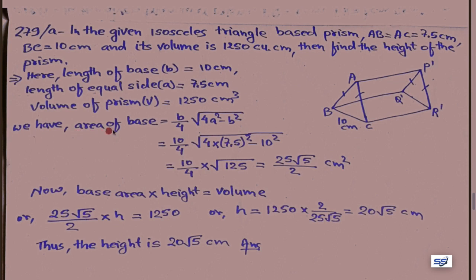Now using the formula, we have area of base is equal to B upon 4 root under 4A square minus B square, which is equal to 10 upon 4 root under 4 into 7.5 square minus 10 square, which is equal to 10 upon 4 into root under 125, which is equal to 25 root 5 upon 2 centimeter square. Now base area into height is equal to volume. You know the formula, base area into height is equal to volume, so 25 root 5 upon 2 into H is equal to 1250, given in our question. So H is equal to 1250 into 2 upon 25 root 5, which is equal to 20 root 5 centimeter, and this is the height of our prism. Thus the height is 20 root 5 centimeter. In this way, we find the height of the given prism.